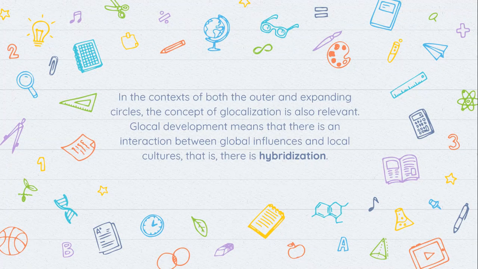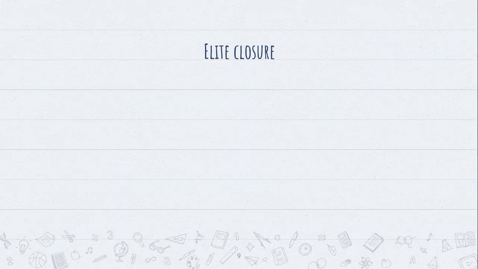In the context of both the outer and expanding circles, the concept of globalization is also relevant. Global development means that there is an interaction between global influences and local cultures. That is, there is hybridization. The norms of the target standard variety, like British and American, are not simply adopted because that is what is taught in school. Instead, local influences are intertwined with global ones.